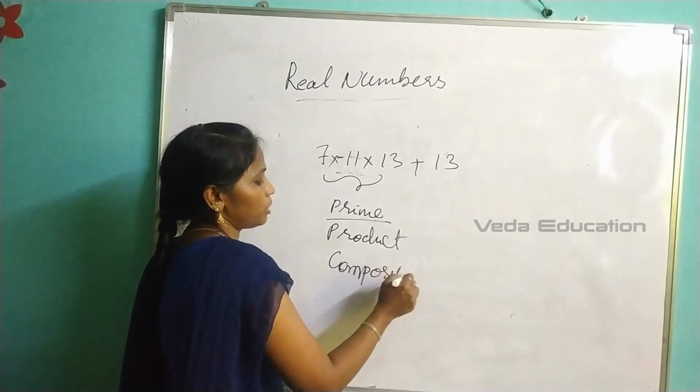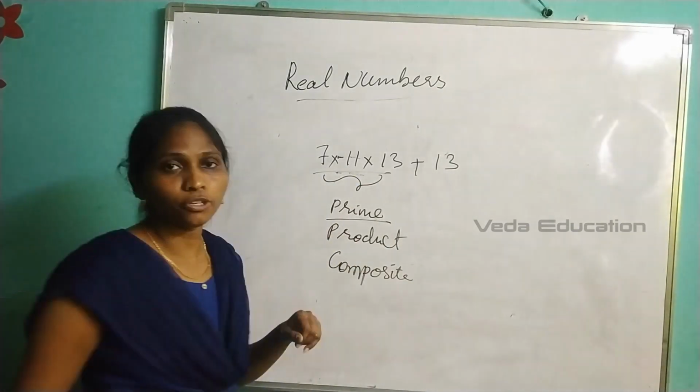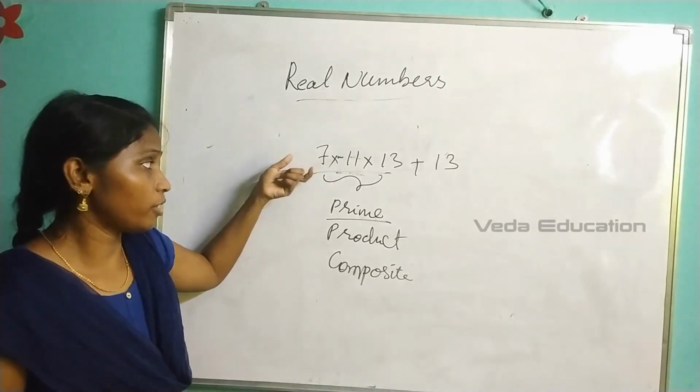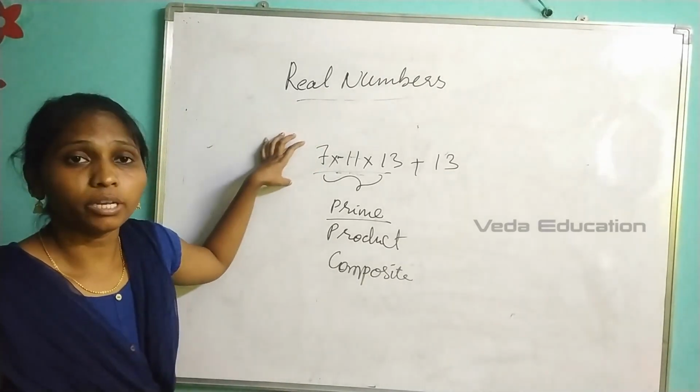So this is a composite number. Without doing the multiplication, you can say that this is a composite number. Where did we get this from? By using the fundamental theorem.